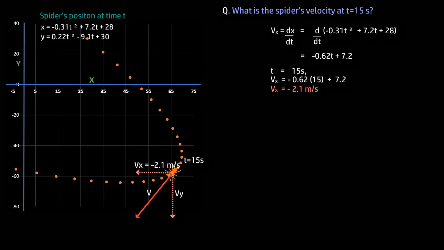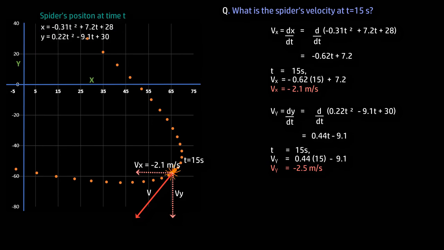Then we go ahead and differentiate y with respect to t, that is Vy is equal to dy upon dt, which equals d upon dt of 0.22 t square minus 9.1 t plus 30, which equals 0.44 t minus 9.1. And at t equal to 15 seconds, what we get is Vy is equal to minus 2.5 meters per second.